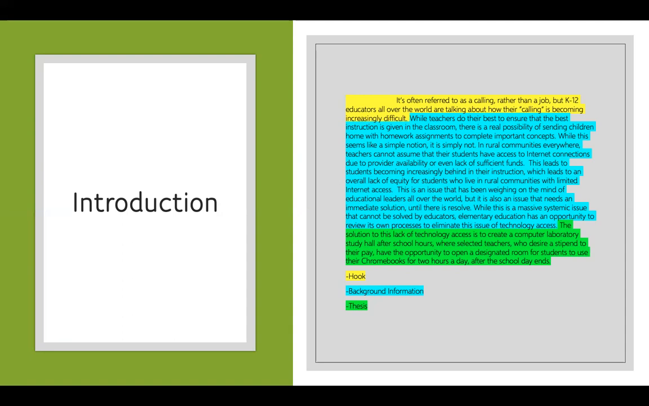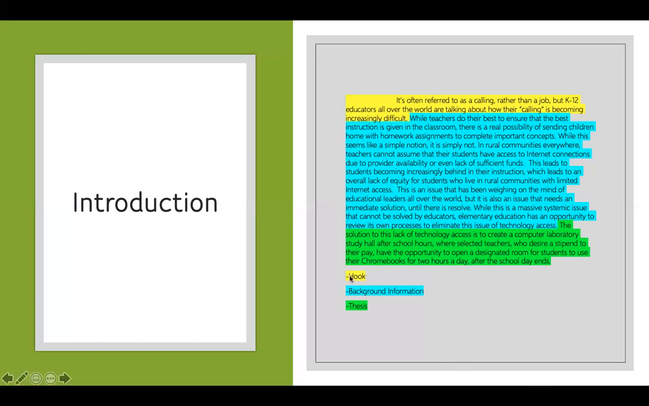This is an issue that has been weighing on the mind of educational leaders all over the world, but it is also an issue that needs an immediate solution until there is resolve. While this is a massive systemic issue that cannot be solved by educators, elementary education has the opportunity to review its own processes to eliminate this issue of technology access. The solution to the lack of technology access is to create a computer laboratory study hall after school hours where selected teachers who desire a stipend to their pay have the opportunity to open a designated room for students to use their Chromebooks for 2 hours a day after the school day ends.